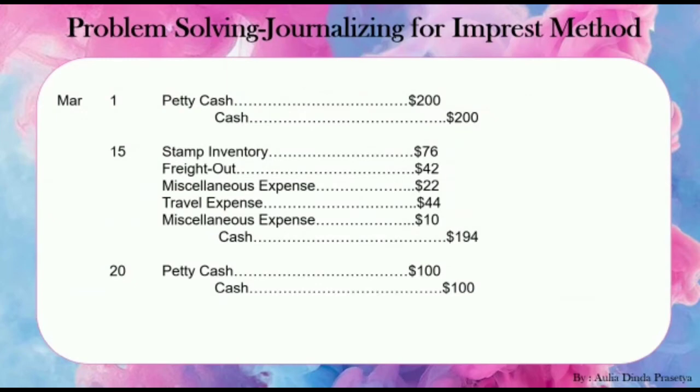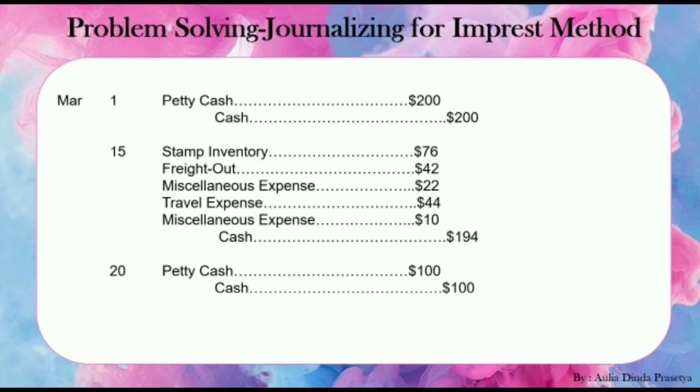Here is the journalizing for impress method. The first journal is on March 1 when Ernest Company established the petty cash. So, the journal will be petty cash to cash amounting to $200. And the second one is on March 15. It is when Ernest Company replenished the petty cash. So the journal will be all the transactions that happened in that month to cash.